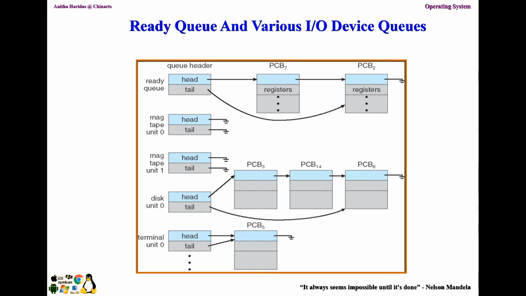And then suppose there is an interrupt, or some input output operation comes in. Obviously, what it will do is remove the process from the CPU and store it in the corresponding queue. For example, process 7, let us assume process 7.